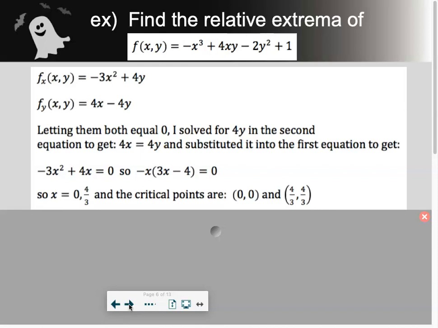Oh wait, no, it's 4 thirds. It's 4 thirds, never positive. You get the point 0, 0, and 4 thirds, 4 thirds. Is anyone stuck or confused? So just 4 thirds, 4 thirds.